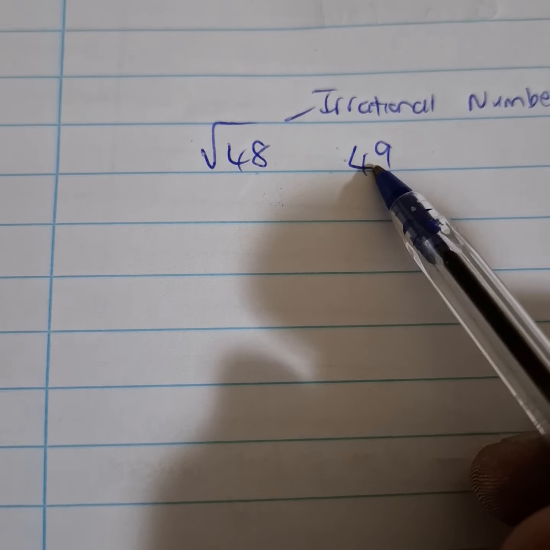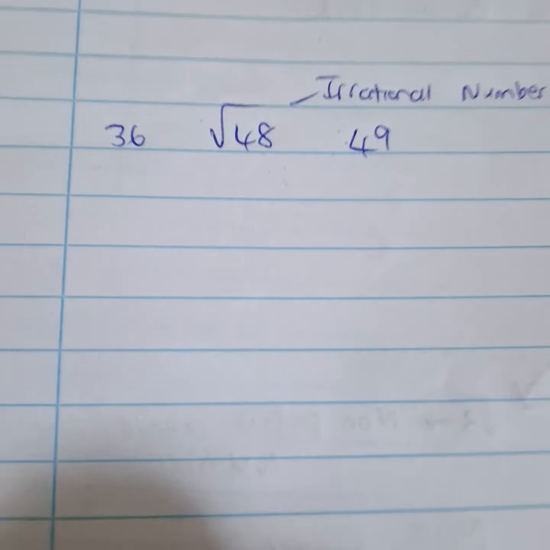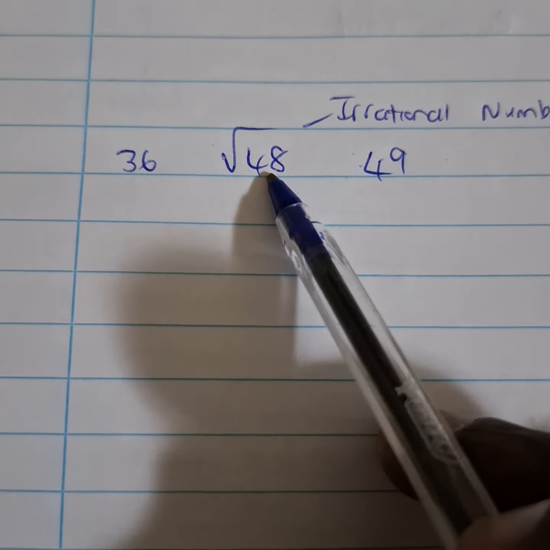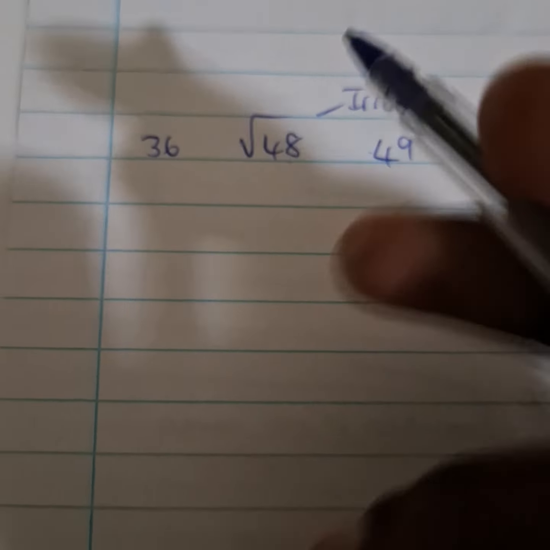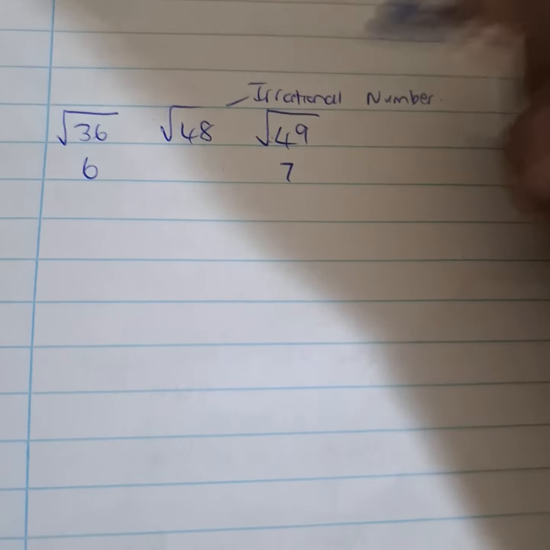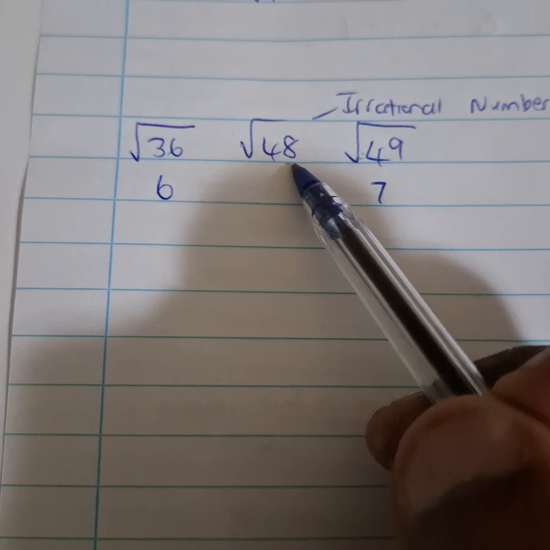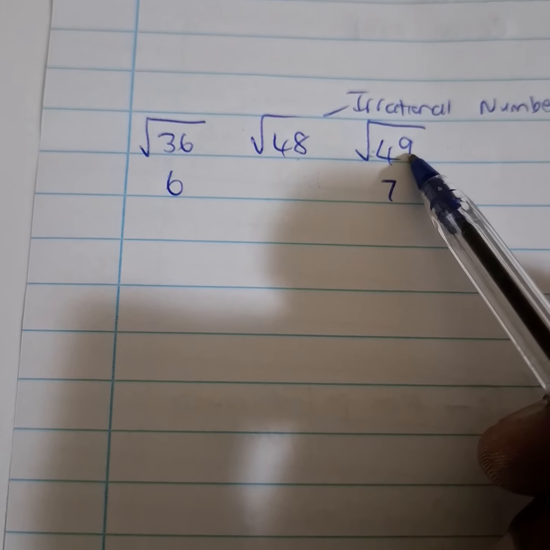And then what is the perfect square number that is immediately before 48? Yes, you're right. It is 36. Those are the perfect square numbers that are immediately after 48 and before 48. So we have 36, and if we find the square root of 36, we get 6. We find the square root of 49, we get 7. Of course, we can put the square root because 48 is under the square root.